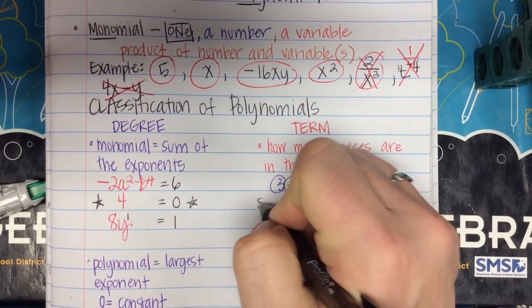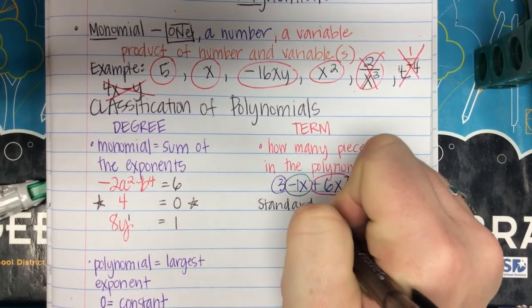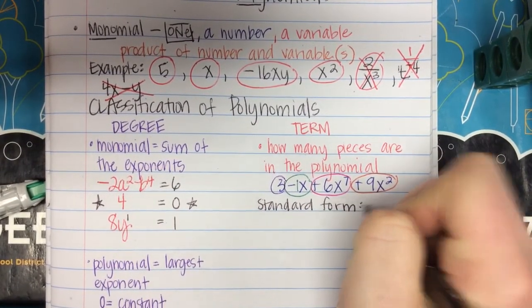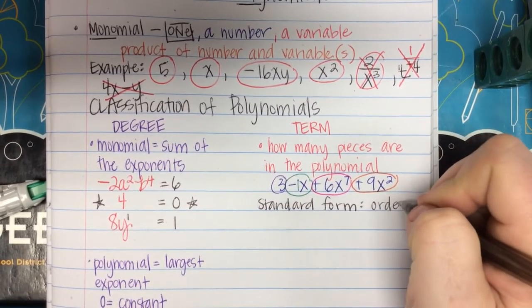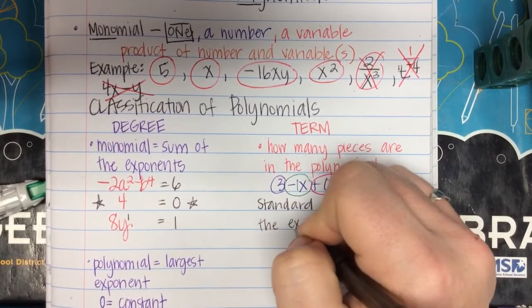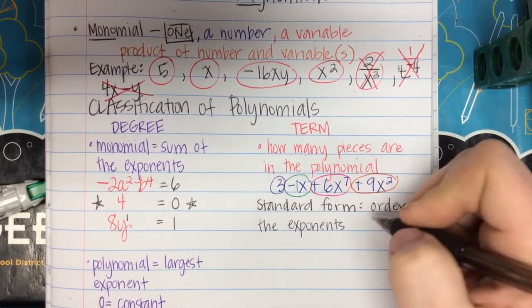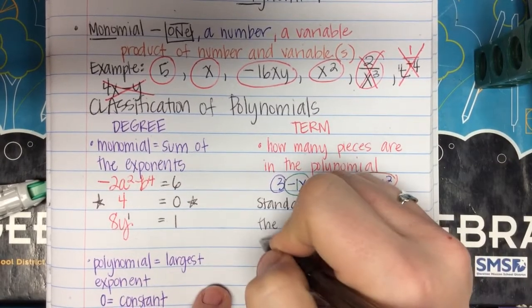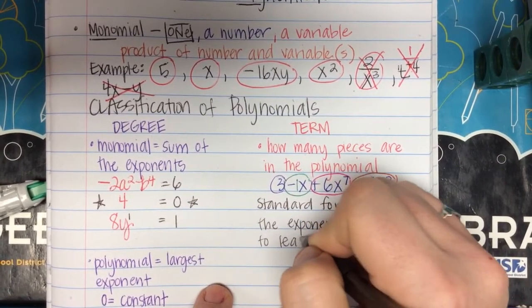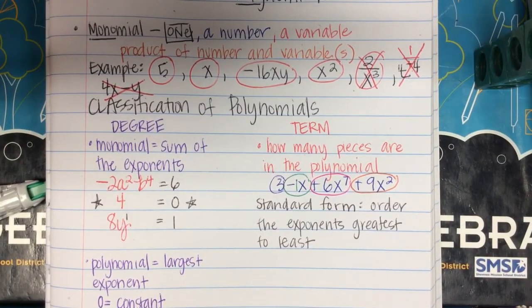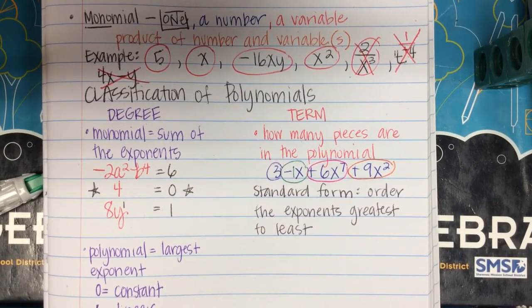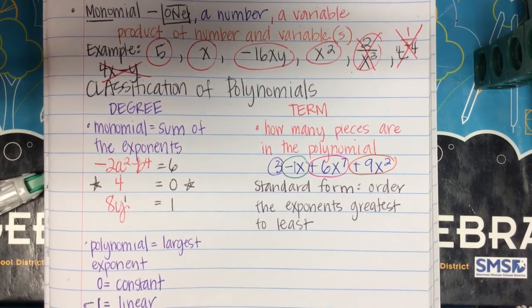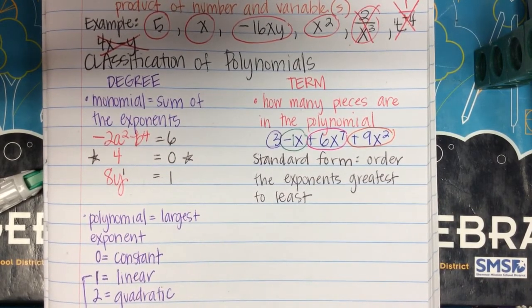Standard form is when you order the exponents greatest to least. Biggest exponent to smallest exponent. So it's a good thing that I wrote this down and circled them individually, because that makes it easier for me to pull them out and create a new order.